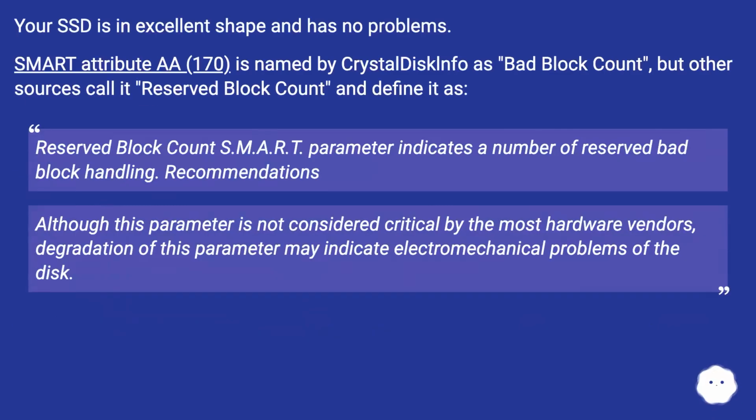Your SSD is in excellent shape and has no problems. SMART attribute AA (170) is named by CrystalDiskInfo as bad block count, but other sources call it reserved block count. The SMART parameter indicates a number of reserved bad block handling. Recommendations: although this parameter is not considered critical by most hardware vendors, degradation of this parameter may indicate electromechanical problems of the disk.